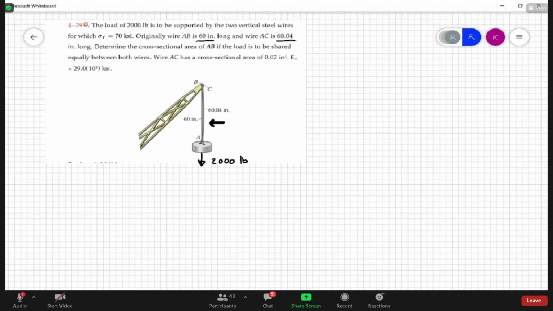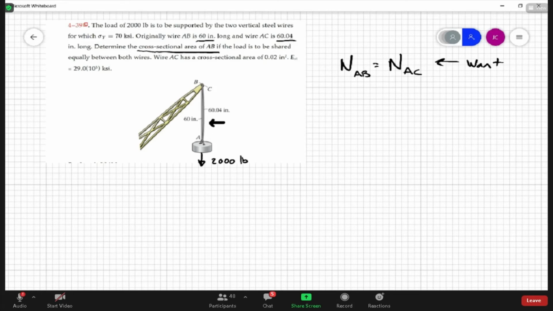So in this particular problem, it's a little different than its friend 438 because it wants you to figure out the cross-sectional area in AB such that the force in AB equals, well, let's use N. We should use N to be consistent, right? The force in wire AB equals the force in AC. I mean, it's not always going to be the case, but this is what you want, right? This is the want, right?